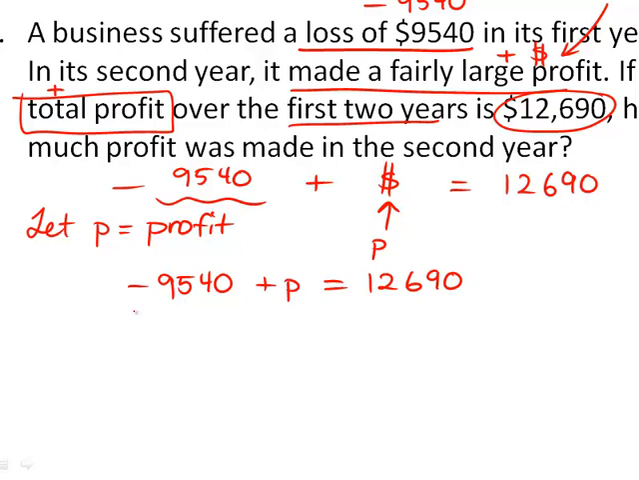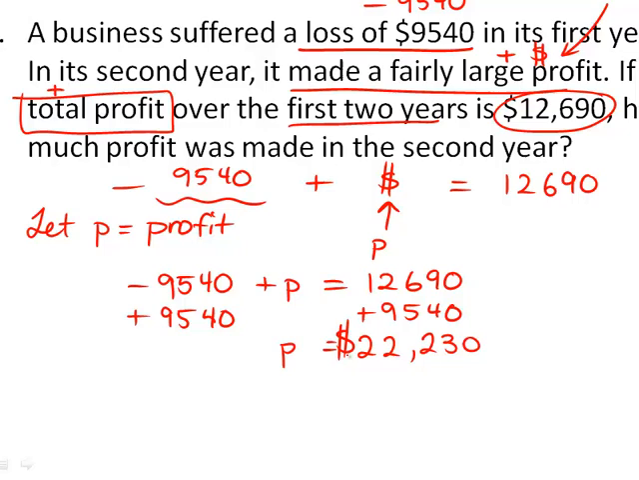Now we can solve. So we want to move this guy over, add 9,540 to both sides. Giving us $22,230 as our profit in the second year because I had to make up for the loss and then gain some.